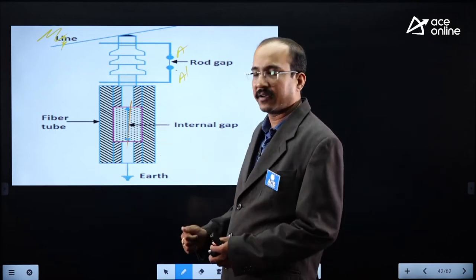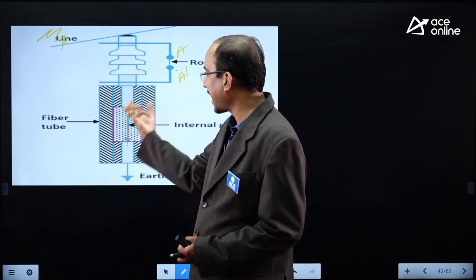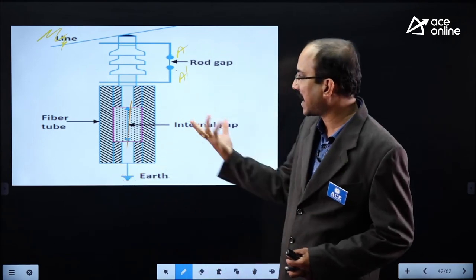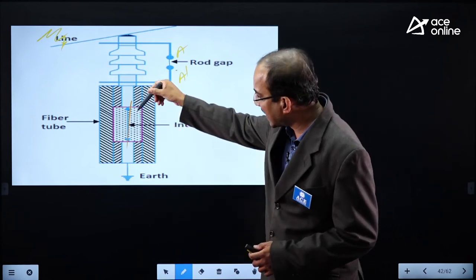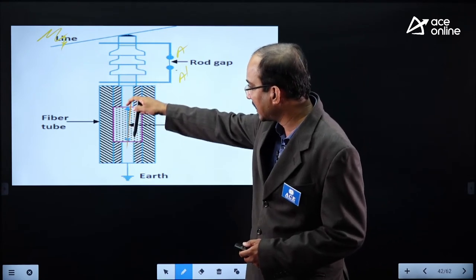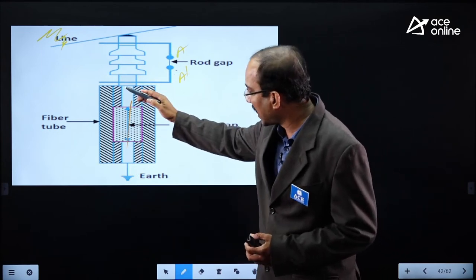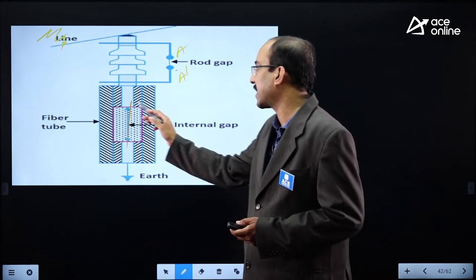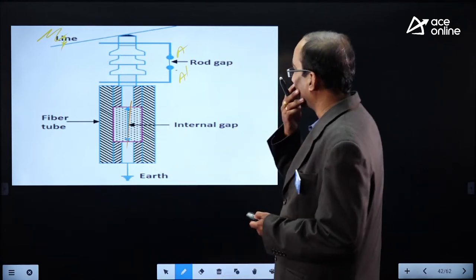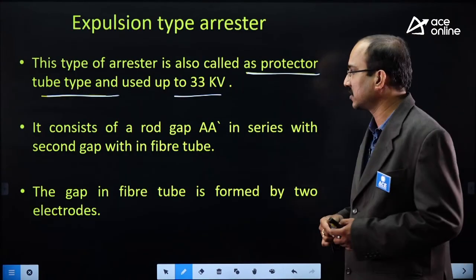Heat will be generated. Due to the heat, this fiber will be vaporized. Whenever the fiber vaporizes, it will develop the neutral gas. That neutral gas will develop the pressure and it will be expelled out from this bottom electrode. That will remove the ionization particles of that arc and it will get extinguished. Arc will not maintain. So here arc is self-clearing in case of what? Expulsion type of arresters. Okay?